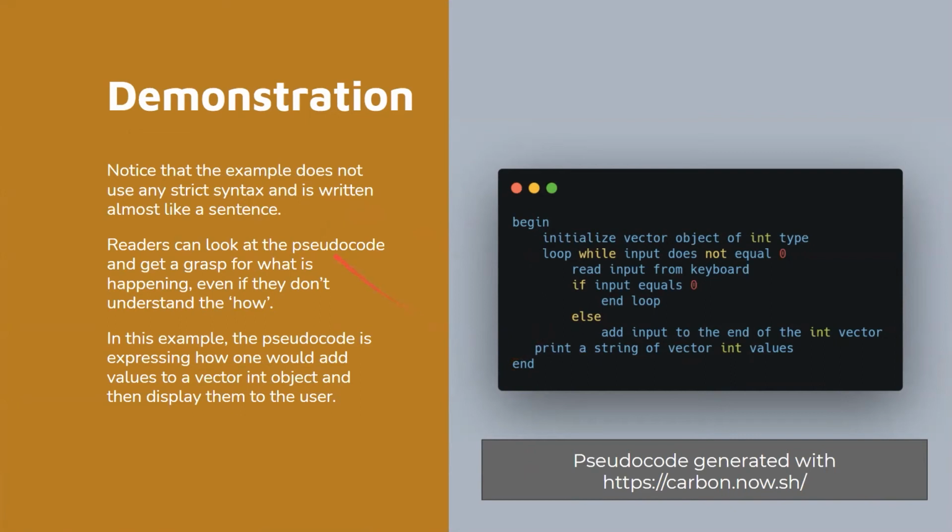So begin, initialize vector object of int type. Readers can look at the pseudocode and get a grasp for what is happening, even if they don't understand the how. In this example, the pseudocode has expressed how one would add the values to a vector int object and then display them to the user, as I said.